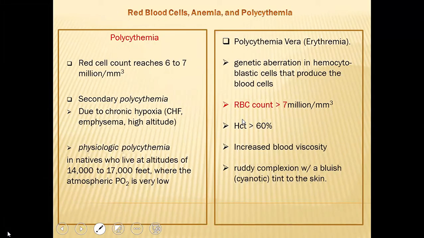So what happens when you have a lot of RBC? It will increase the viscosity of the blood. So the blood flow is hampered or becomes sluggish. And people with polycythemia, they have this characteristic ruddy complexion with a bluish tint of the skin. Parang cyanotic.